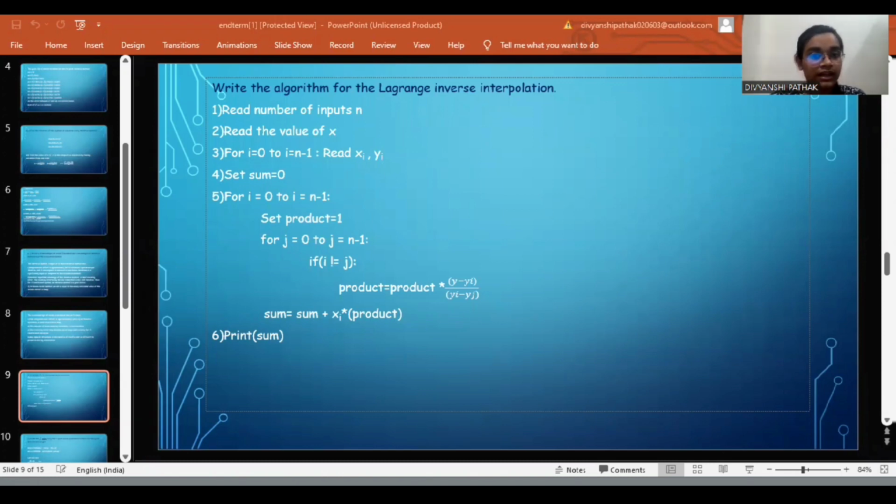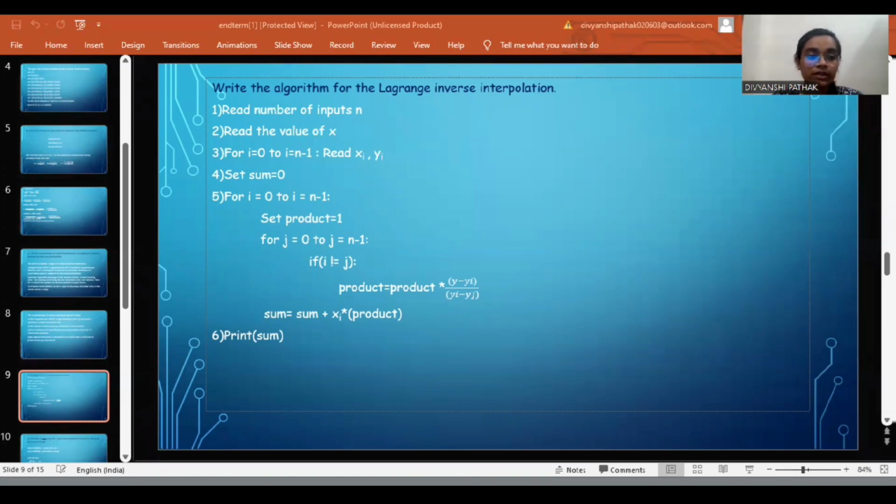Write the algorithm for Lagrange inverse interpolation. In the first step, we will read the number of inputs n. In the second step, we will read the values of x. In the third step, there is a for loop which is initialized from i equals 0 till i equals n minus 1 to read all the values of x and y. Now in the fourth step, we will set some variable to 0.